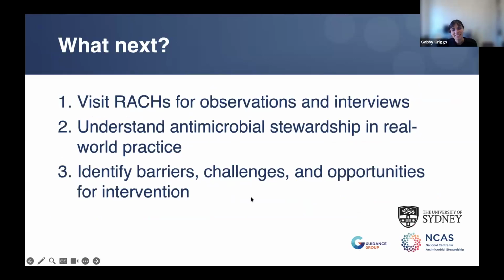So what's next? Following the scoping review, the next step is to move into the real-world context, boots on the ground. This involves going directly into aged care homes to conduct observations and interviews with staff. The focus here is on listening to staff to understand their day-to-day experiences, including what's working, what's challenging, and where gaps exist. This helps build a clear picture of how antimicrobial stewardship plays out in practice and which interventions are currently used and not used.